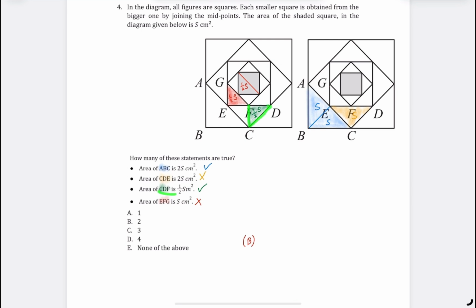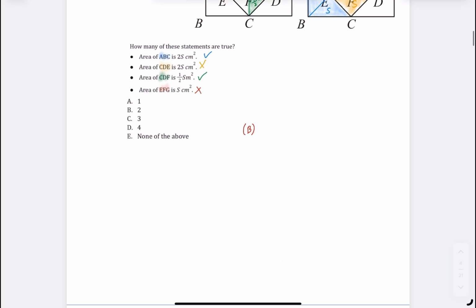CDF is this part. Again, this is congruent to this, so CDF must be half S. So this is correct. Then CDE is this part. This is double of half S, right? So it will be S. So this is wrong. And then ABC, this is double of this. You can see here. So 2S is correct. So that means two statements are true. The answer is B.